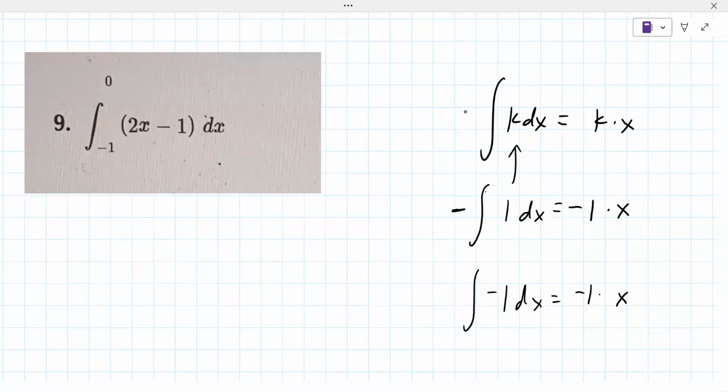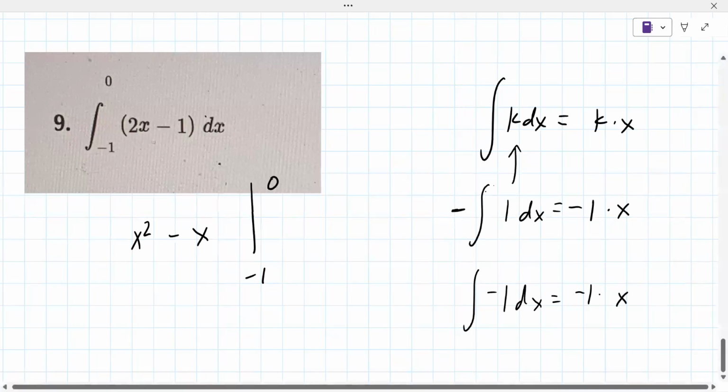So something like x squared, once you reduce, minus x evaluated from -1 to 0. Okay, so give that a try, please.